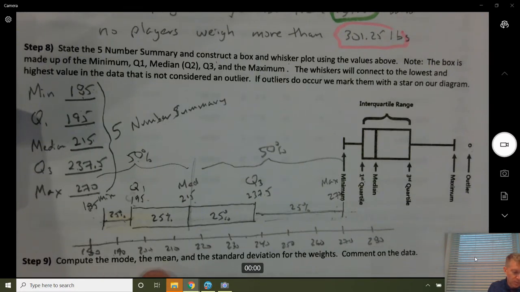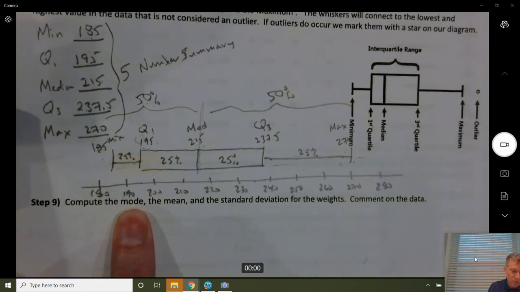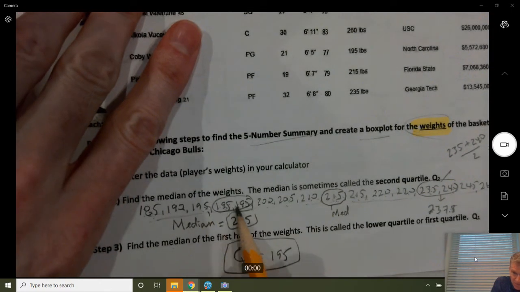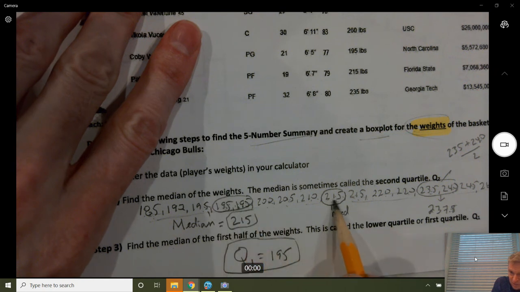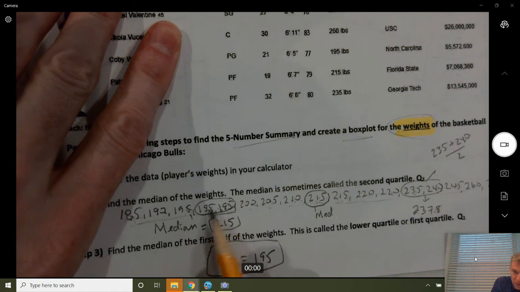Calculate the mode, the mean, and the median. Now, the mode is the one that occurs the most. When we listed all of our data points, we could see that 195 occurred 3 times. Nothing else occurred that many times. The 215 occurred twice, 220 occurred twice, but the one that occurs the most was the 195. So that's our mode. Okay, so that's one way to measure center.